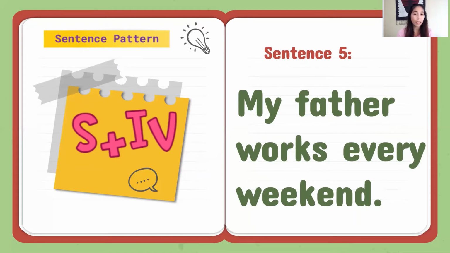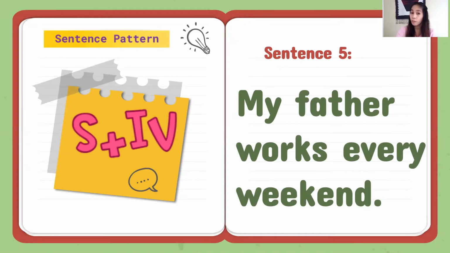And the intransitive verb is? Perfect. The intransitive verb is works. Now, what's the difference? The intransitive verb does not have a direct object, while the transitive verb does have a direct object. In this case, let's analyze our sentence. Every weekend. It does not answer the question, what, right? So we have discussed earlier that a direct object usually answers the question, what? Now this every weekend, what is that? It's a time, all right.